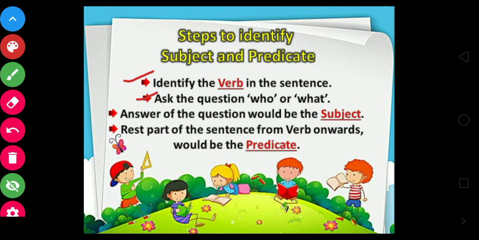Next would be, whatever would be the answer of that who or what, the answer we conclude is called the subject. Okay, and then the rest of the part starting from the verb. See, the rest part of the sentence from the verb onwards would be predicate. From the verb till the end, that means till the full stop, that would be known as predicate.